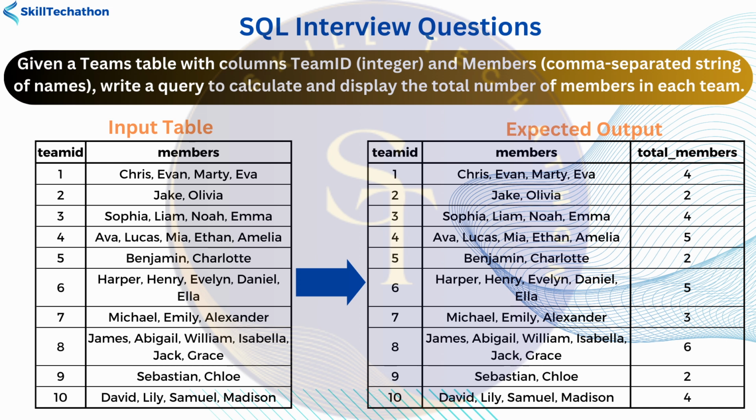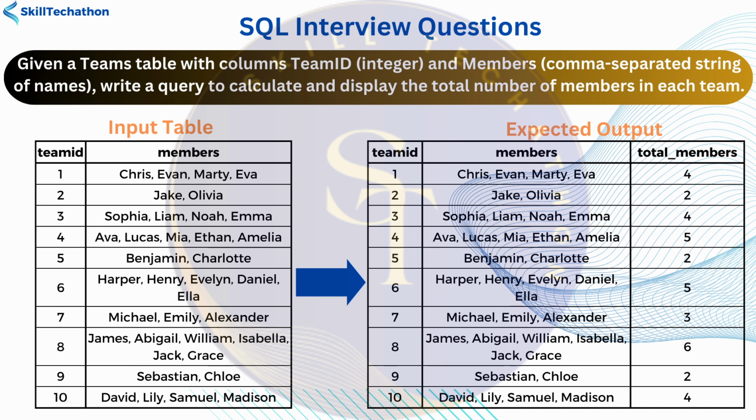If we look into the input table, we have team ID from 1 till 10. Then we have members with names. For team ID 1, we have Chris, Evan, Marty, Eva, separated by comma. For team ID 2, we have Jack and Olivia. For team ID 3, Sophia, Liam, Noah, Emma, also separated by comma. In the same way, we have different team IDs with different team member names.